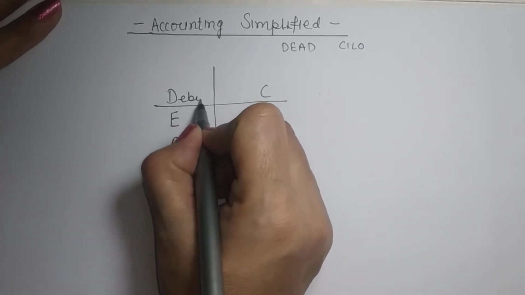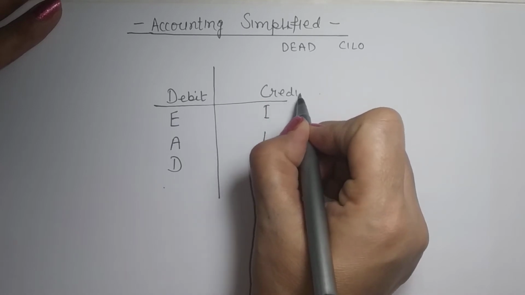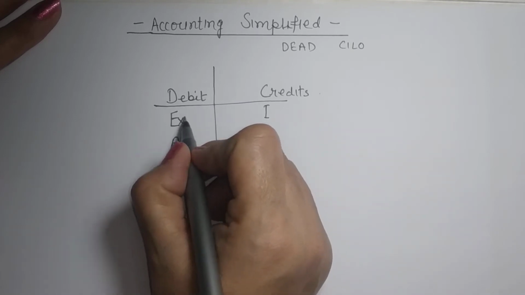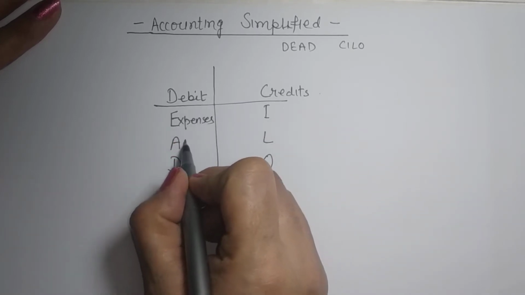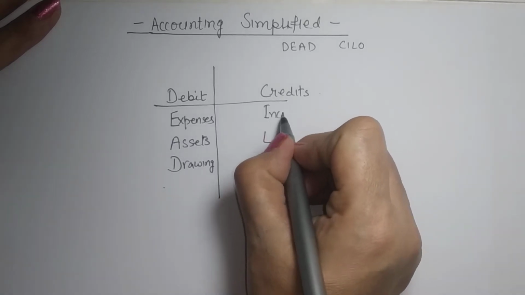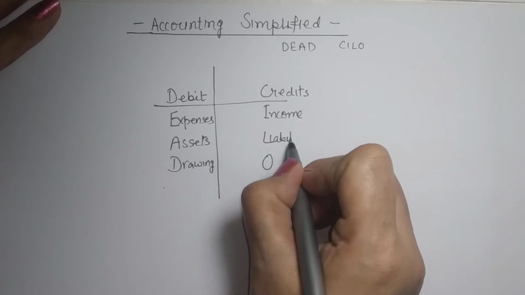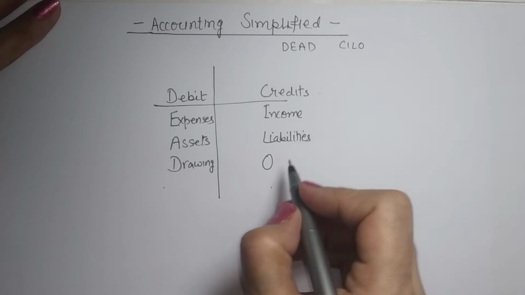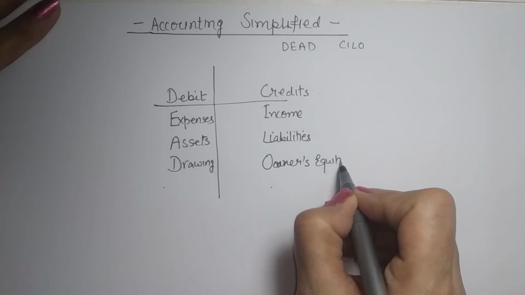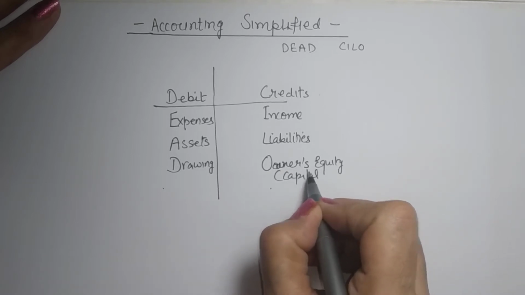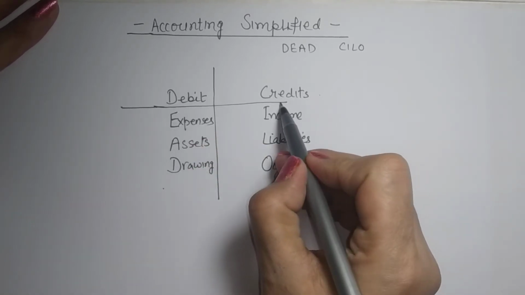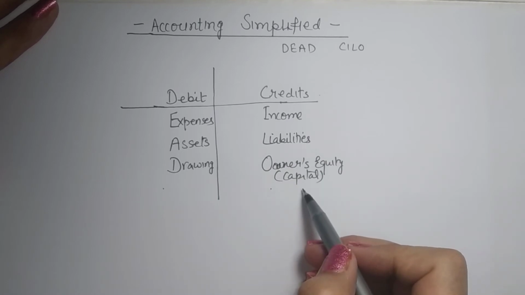D represents debits, C represents credits. E is for expenses, A is for assets, D is for drawings, I is income, L is liabilities, which we are to pay, our payables, and O is for owner's equity, that is capital.